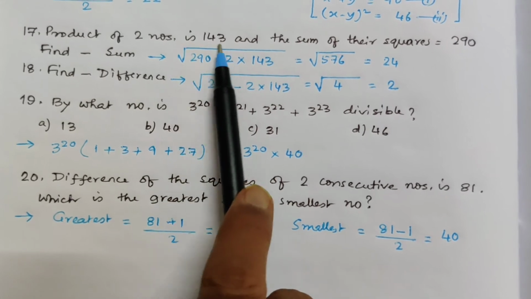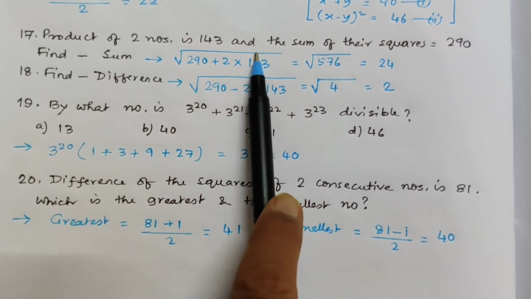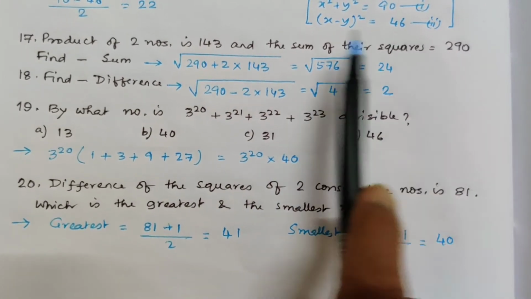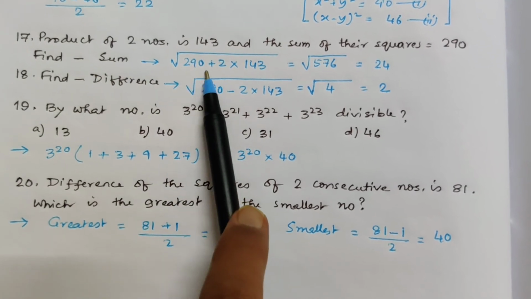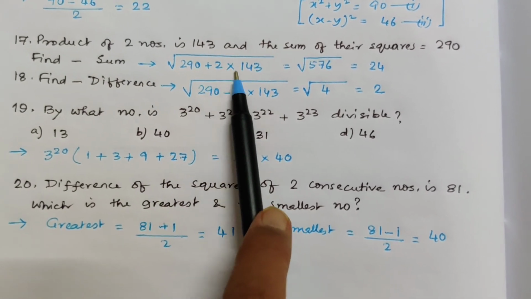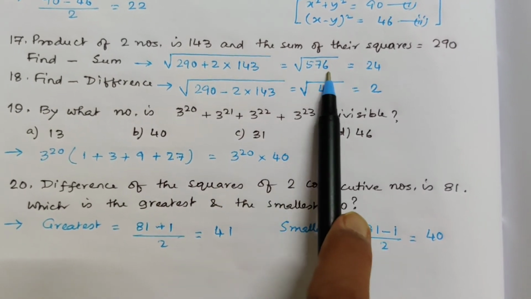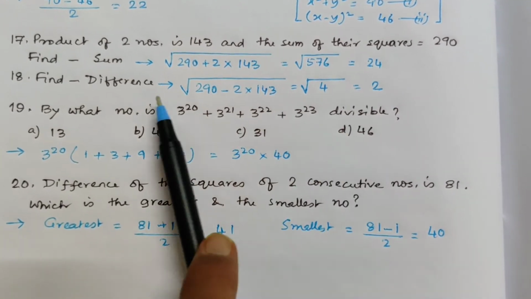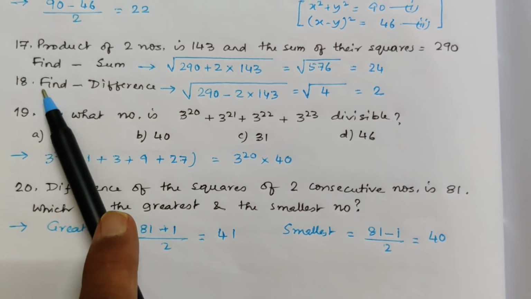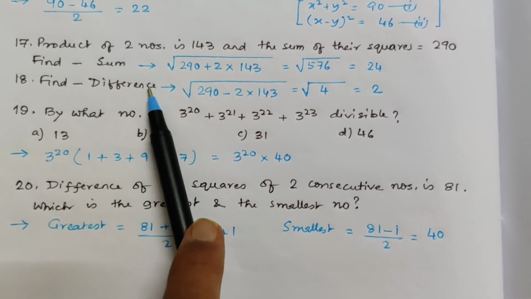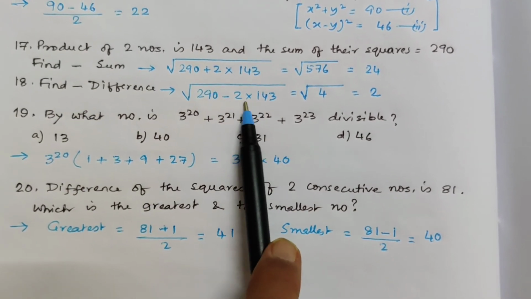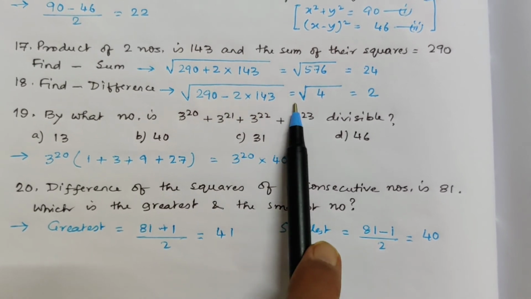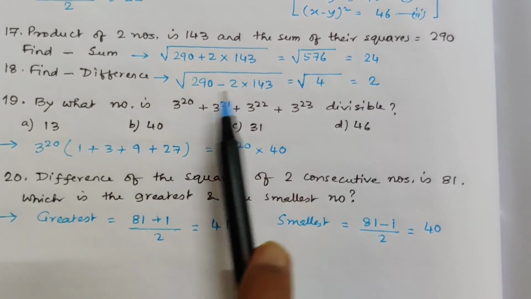Next is product of two numbers is 143 and the sum of their squares is 290. Find the sum. Sum is root over 290 plus 2 into 143. So that makes it root over 576, that is 24. Find the difference. Difference is 290 minus, instead of plus we have to do minus. So we are getting answer 2.